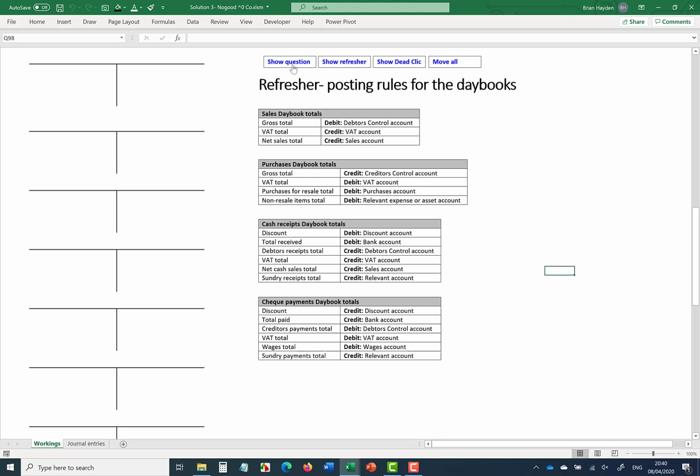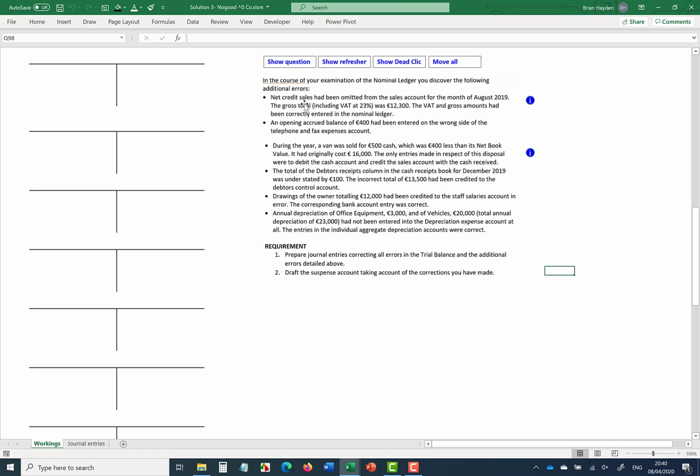Let's just go back to the question. It said that the net amount had been omitted from the sales account, so there was no credit at all to the sales account. The gross total was 12,300. The VAT and gross amounts have been correctly entered. So our concern is with the sales account. So I'll do a working here to figure out the solution.